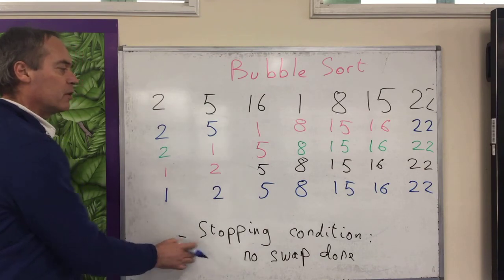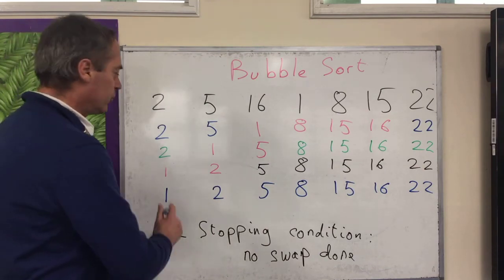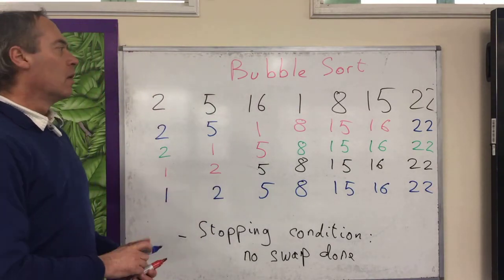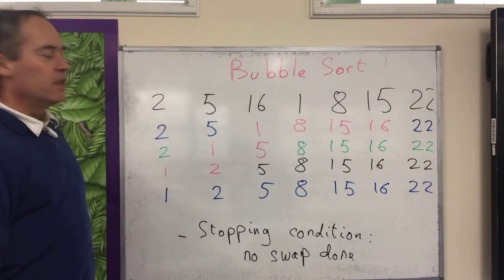So this is the stopping condition for this algorithm. We've been able to iterate through the whole list without doing any swap. So the algorithm knows that the list is now sorted.